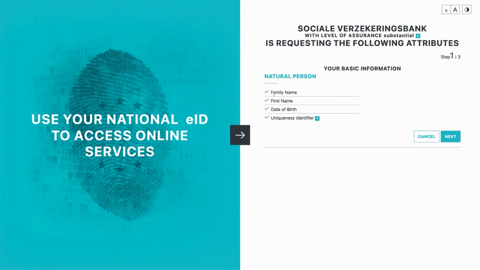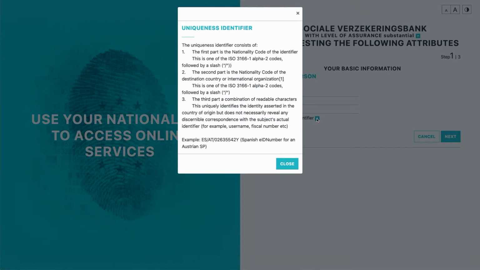You see, they require my family name, first name, date of birth, and a unique identifier. This unique identifier is constructed by the countries themselves with some adding of information where it comes from and which the requesting country was for the authentication.